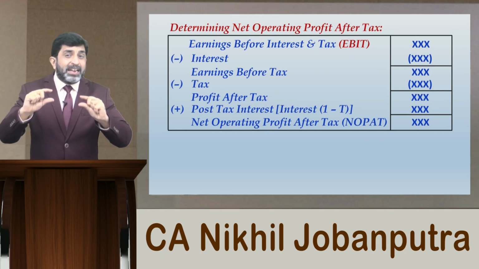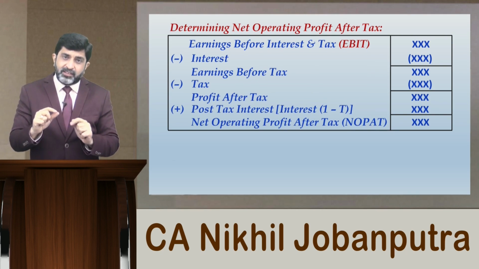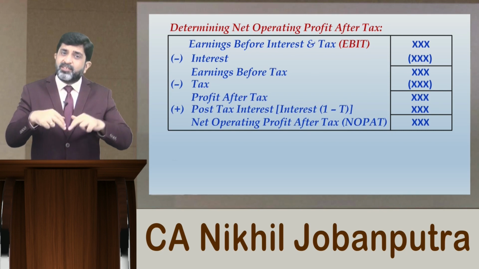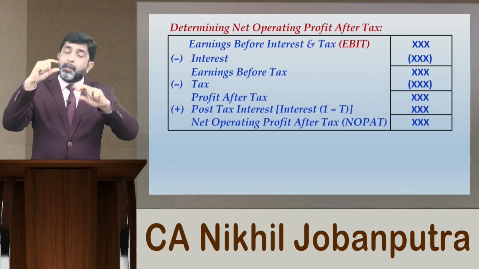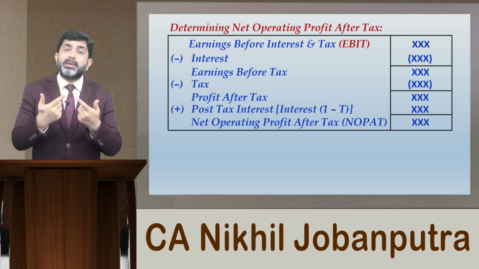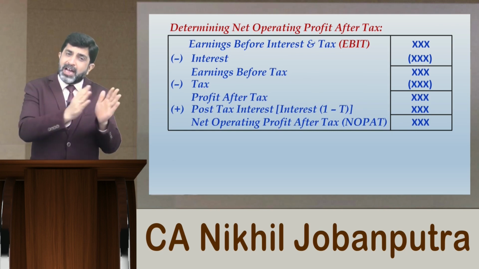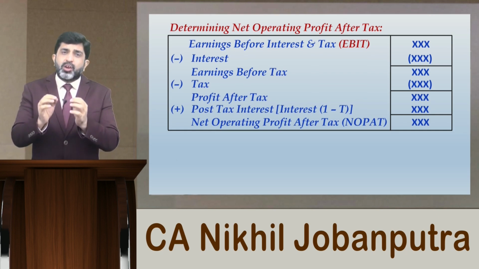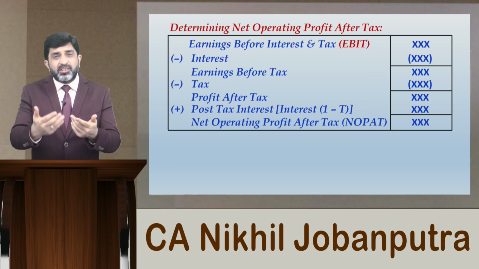But we don't want net profit after tax, we want net operating profit after tax. For that purpose, the interest element that you have subtracted needs to be added back. But what you subtracted was a pre-tax amount. What you are adding back should be post-tax, because we want net operating profit after tax. Now, in most of the question solutions, you will be finding this approach.